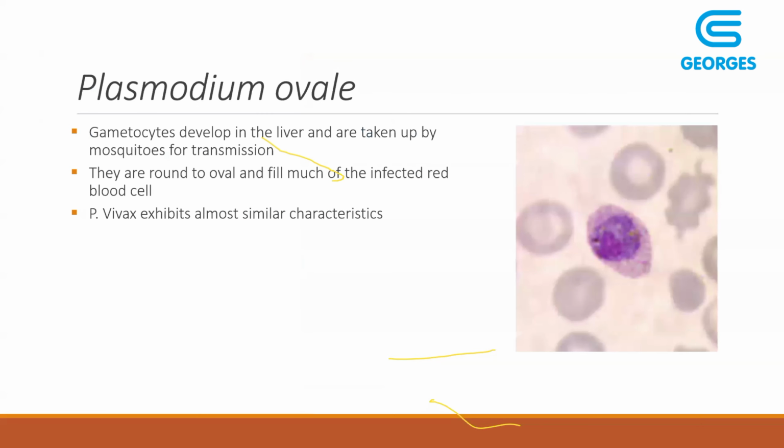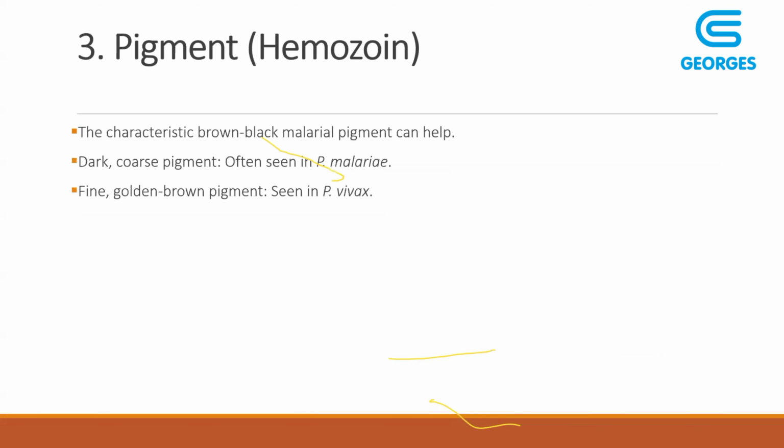Then we have ovale gametocytes. They develop in the liver and are taken up by mosquitoes for transmission. They are round to oval and fill much of an infected RBC. So P. vivax also exhibits almost similar characteristics to P. ovale. We saw the P. vivax gametocytes earlier in the slides before.